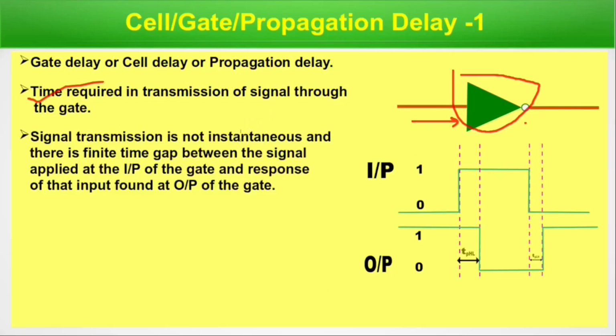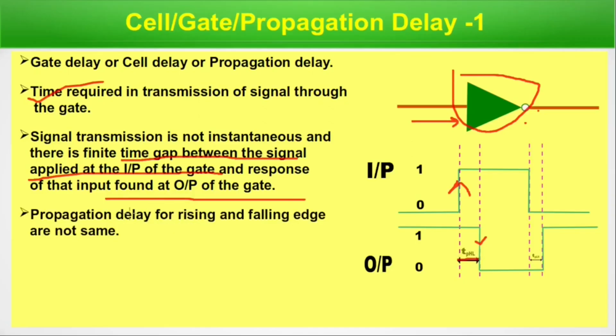Next, signal transmission is not instantaneous and there is a finite time gap between the signal applied at the input of the gate and the response of that input found at the output of the gate. So although we are applying a signal here, or the switching at the input is happening here in the time domain, it will reflect at the output pin after some time here. That is the time difference. That is the delay basically.